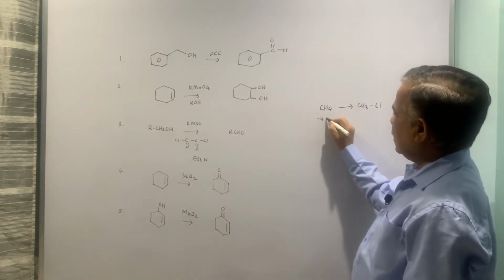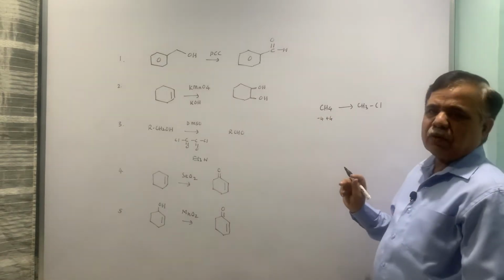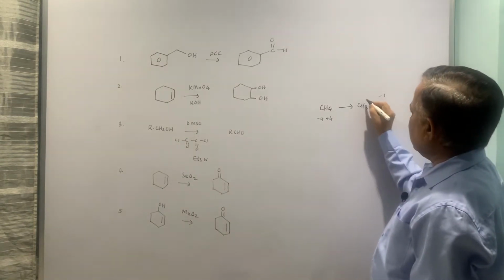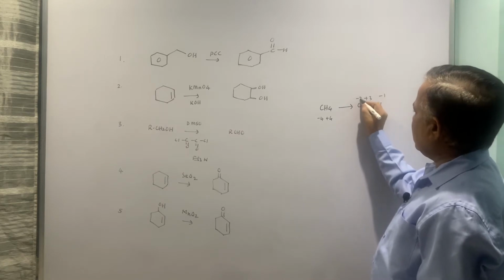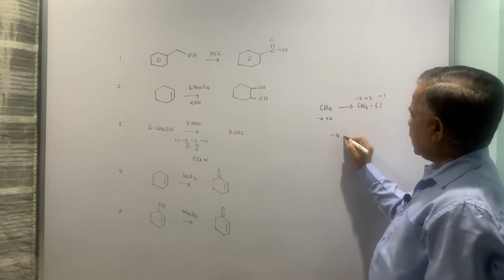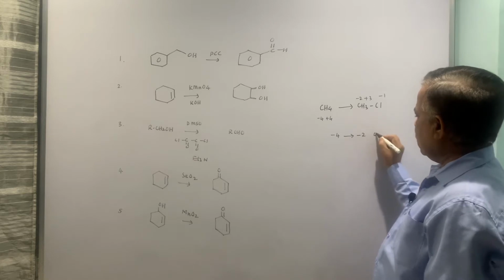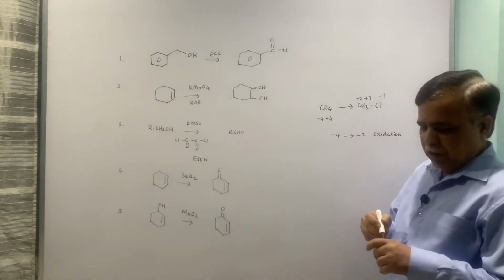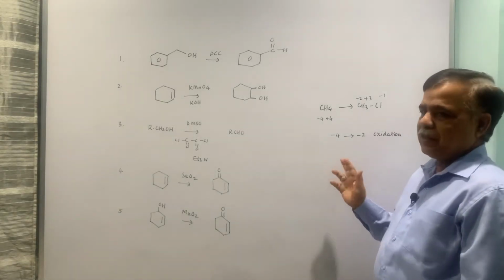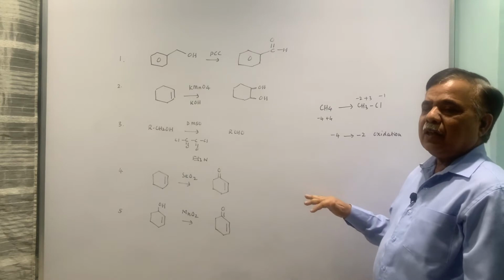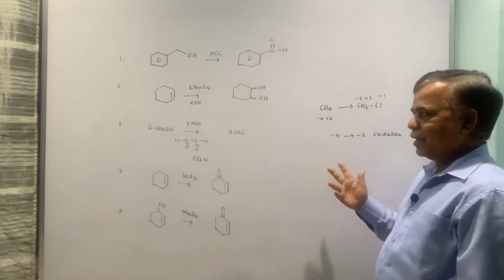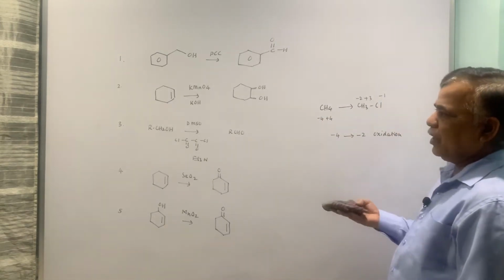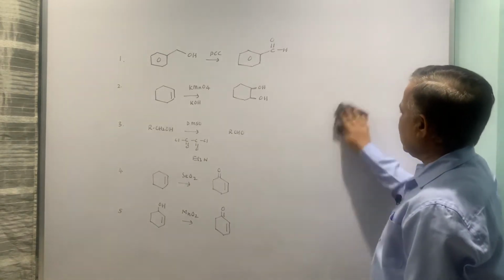Now here it is +4 for 4 hydrogens and -4 for carbon. Now in this case this is -1, this is +3, so this has to be -2. So we are going from -4 to -2. This is oxidation. So replacement of hydrogen by an electronegative element is oxidation. Replacement of hydrogen with an electropositive element like metals, that is reduction, and so on. So you can verify it by changing the oxidation number also.